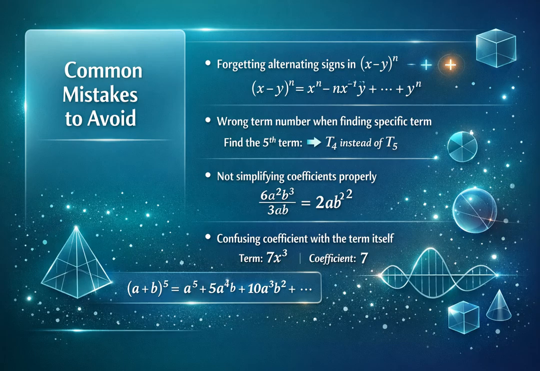Watch out for common mistakes. Don't forget the alternating signs in (x minus y) to the n. When finding a specific term, be careful with the term number. The rth term uses nC(r minus 1). Simplify coefficients properly. Remember, the coefficient is just the number, not including the variables.